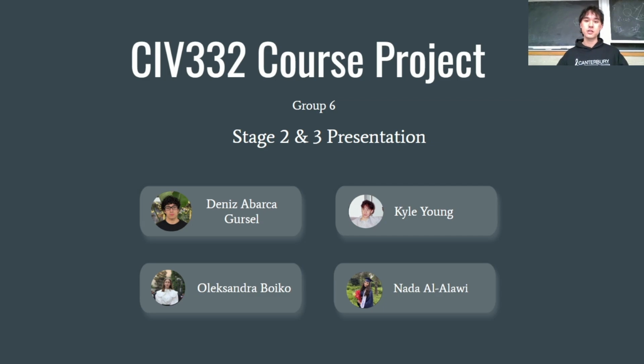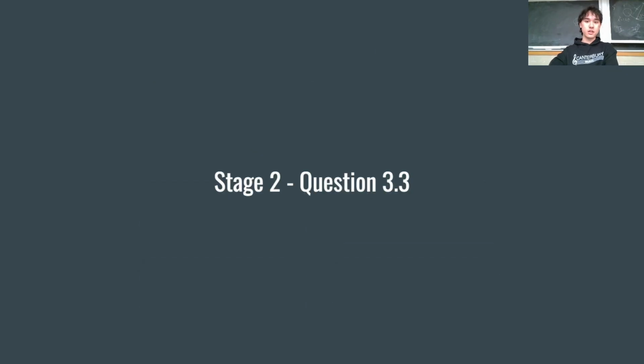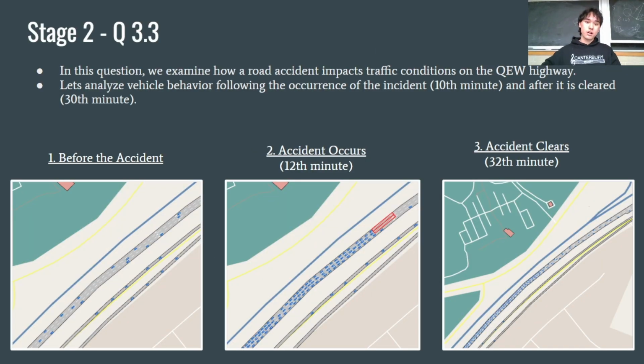This is Group 6's Stage 2 and 3 presentation for the Civ 332 course project. So we're going to start with Stage 2, question 3.3. In this question, we examine how a road accident impacts traffic on the Queen Elizabeth Way Highway.